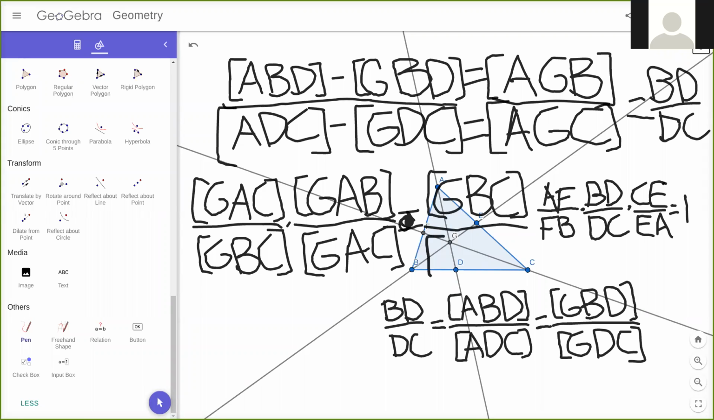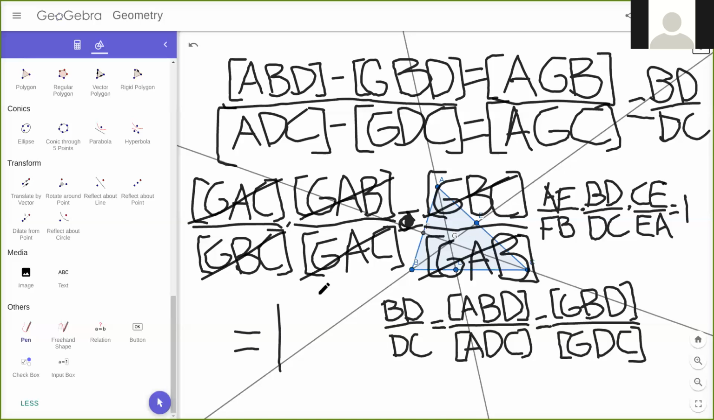over GAB. And what is this equal to? Well, the GAB cancels here, and then the GACs cancel, and then the area of GBC also cancels. So we're ultimately left with 1. The areas cancel, and it equals 1.